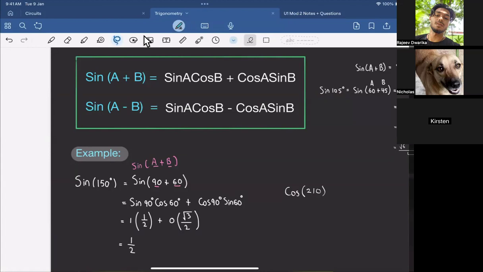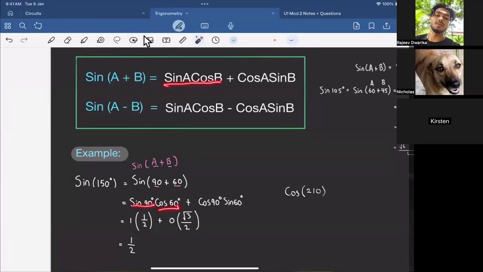But to get 150, you could say 90 plus 60 or 60 plus 90. That is the sum of two angles. Since we are combining two angles, it's compound. So we have to use one of these formulas. Since we are adding two angles, we will use the first one. So sine of A plus B. A is 90, B is 60. So I will say sine 90 cos 60.